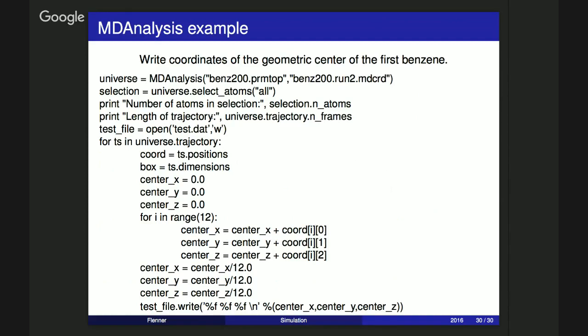So for every time step in my trajectory, I have my coordinates and boxes, and then I define the center in the x direction, y direction, z direction. For every i in range 12, why am I doing this? This is just the first particle, and there are 12 atoms in my benzene molecule. So the center in the x direction equals the center of x plus the right atom's x direction, and likewise for y and z. Then I divide by the 12 atoms. I printed it to the test file, and you can plot this and see its trajectory. So that's just an example script of how to do it.